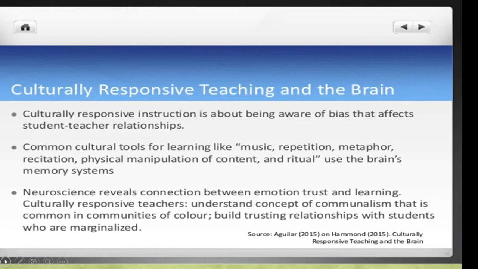So culturally responsive teachers understand the concept of communalism that is common in communities of color. It's just important that you build that trust and relationship with your students, and to understand some of the marginalized status that represents them and their families.